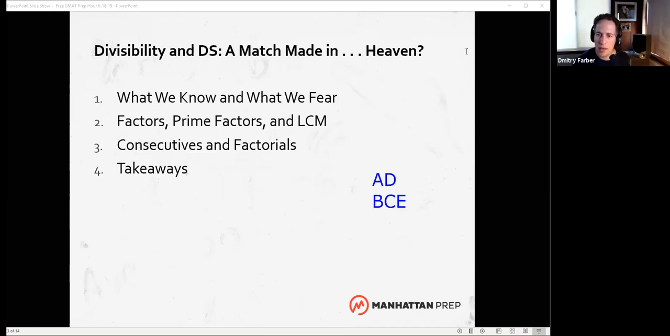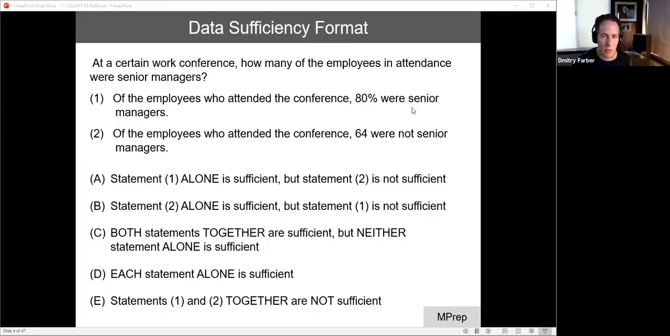Yeah, so someone was asking for a repeat on the ADBCE business. And the idea is simply that if I look at a question where I'm trying to assess which of these statements is sufficient. So this one, for instance, says, how many of the employees are senior managers? And I look at statement one, it says 80% were senior managers. And I say, well, that's 80%, but of what? I don't know of what. So that's not sufficient to answer the question.